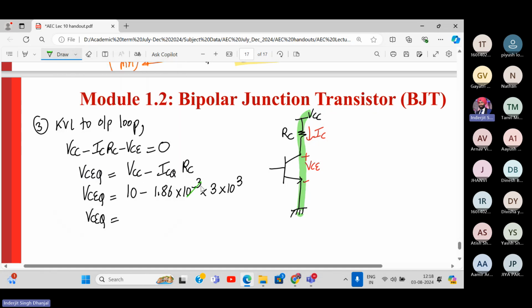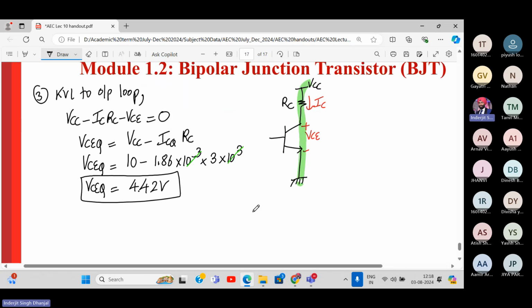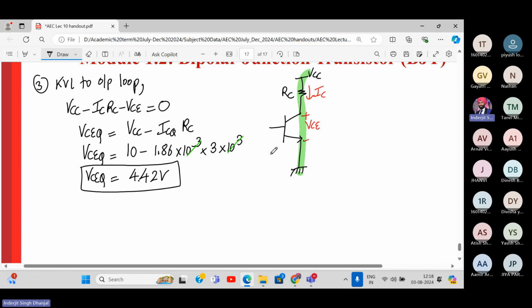Quickly tell. This and this will get cancelled. Very easy: 10 minus 1.86 into 3. Is that 4.42? Anyone getting 4.42? Yes or no? Please tell me.